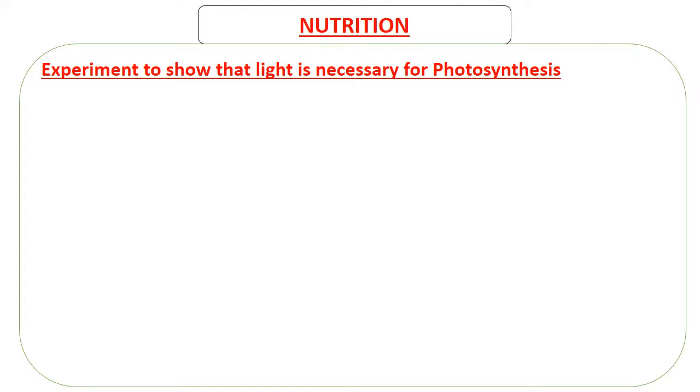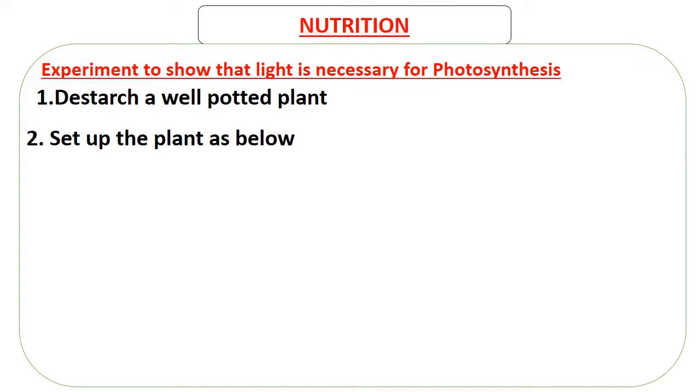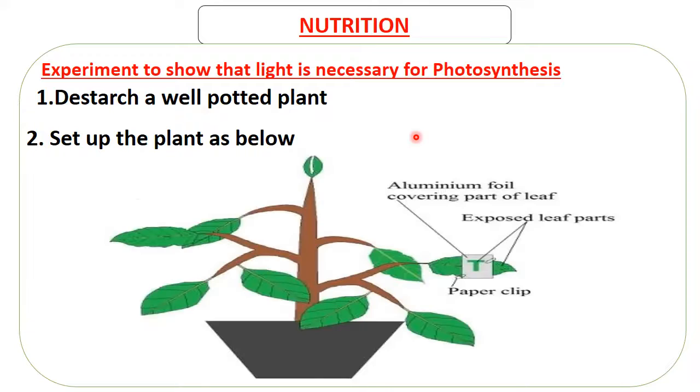The second experiment is to show that light is necessary for photosynthesis. So again, you destarch a well-potted plant, then you set up the plant as below. In this case, we're going to get a leaf and use aluminum foil to cover parts of the plant. Of course, we're going to expose some parts here and in between here. And we can use paper clips to hold this cover.